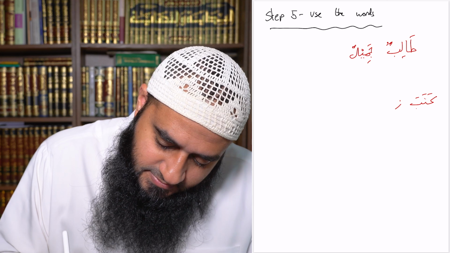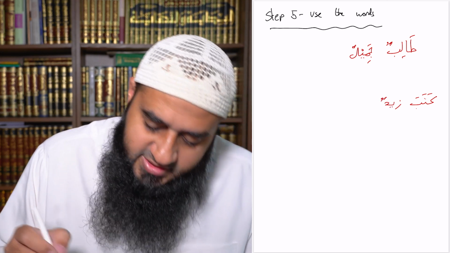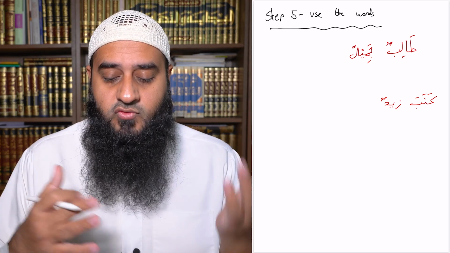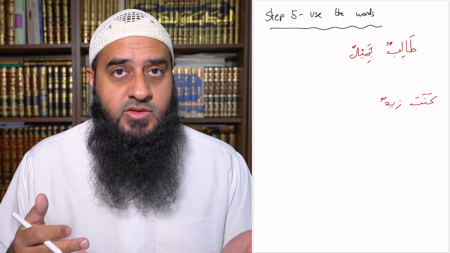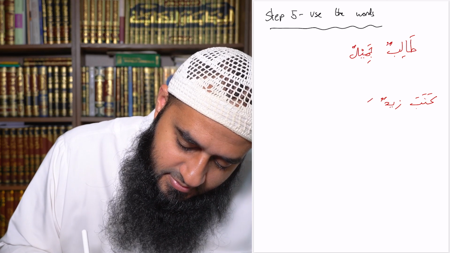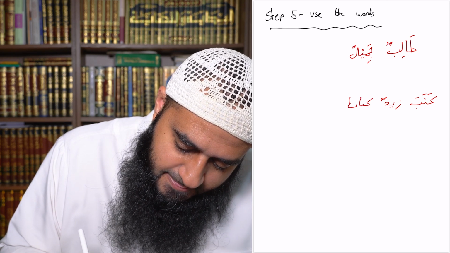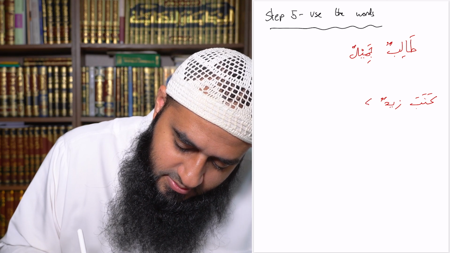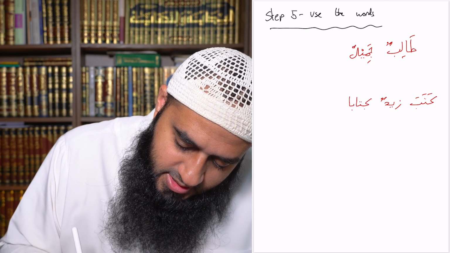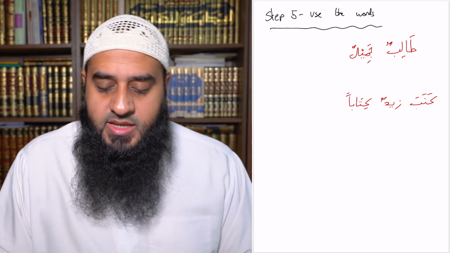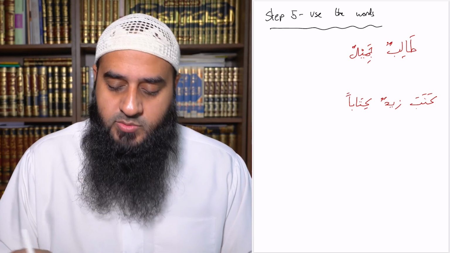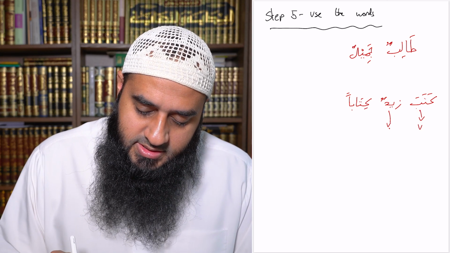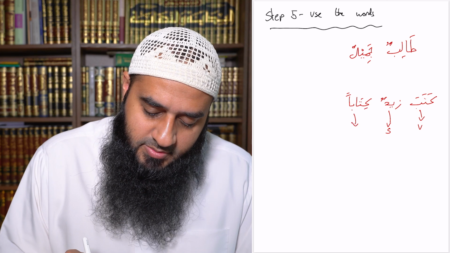kataba Zaydun. Okay, so Zayd is the one that's doing the action of writing. So kataba Zaydun means Zayd wrote. What did he write? Kataba Zaydun kitaban. It means Zayd wrote a book. So we have the verb here, we have the subject here, then we have the object here.